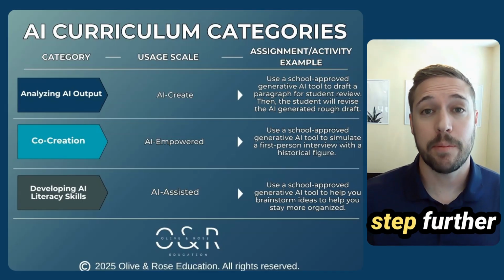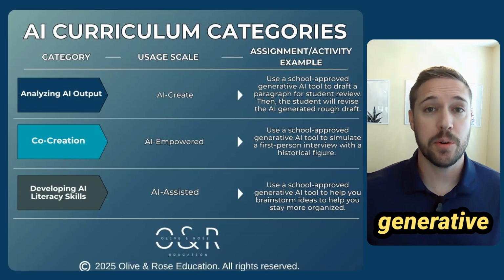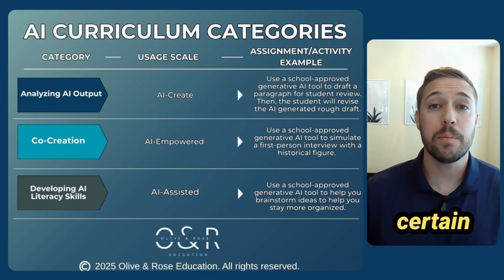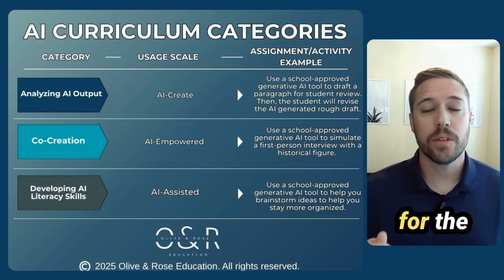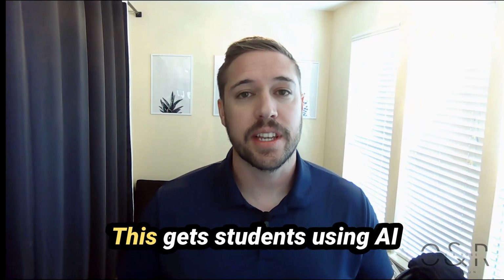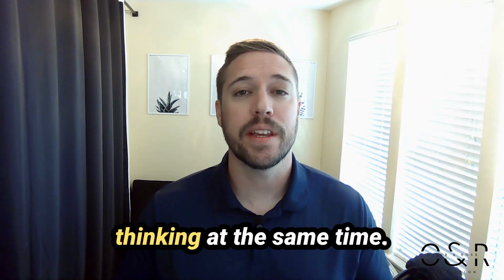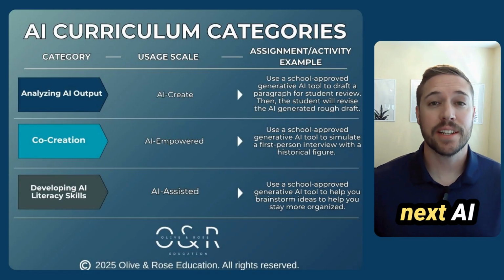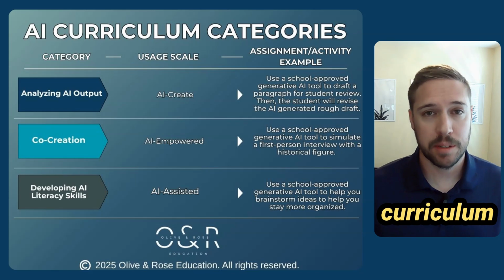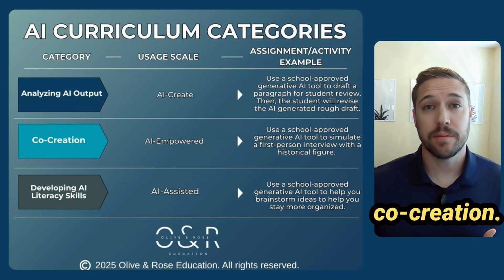You can even go a step further and create a prompt that has a generative AI tool include certain mistakes and errors for the student to catch. This gets students using AI and enhancing their critical thinking at the same time. Now, let's talk about the next AI integrated curriculum category, co-creation.